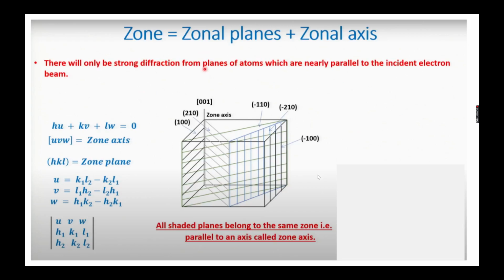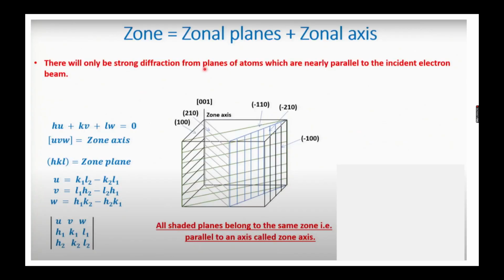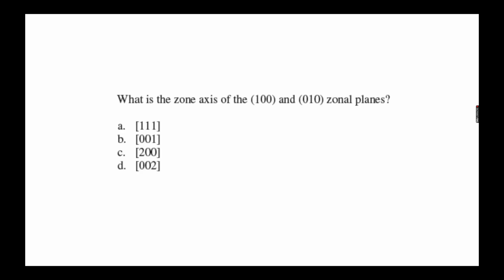can anybody quickly solve any one component of the zonal axis, or guess what it could be? This is just simple mathematics. This is the formula for 100 and 010, or if you can solve it. I hope this kind of question is there in your assignment or not. It is.